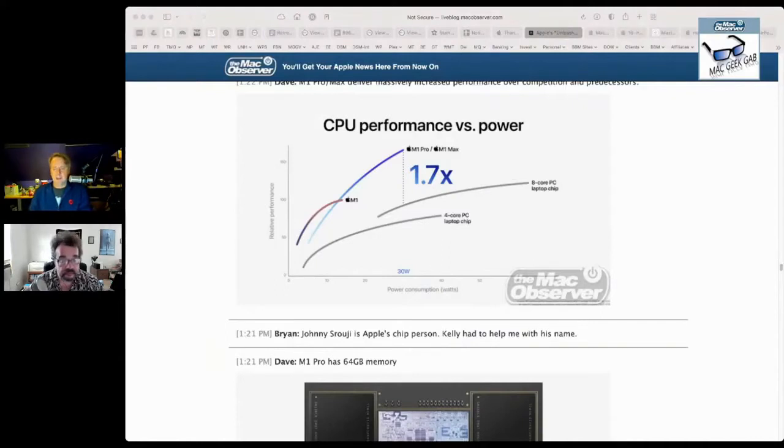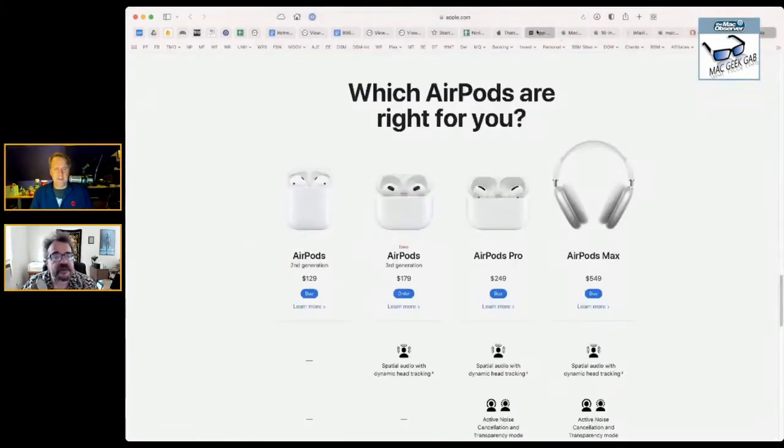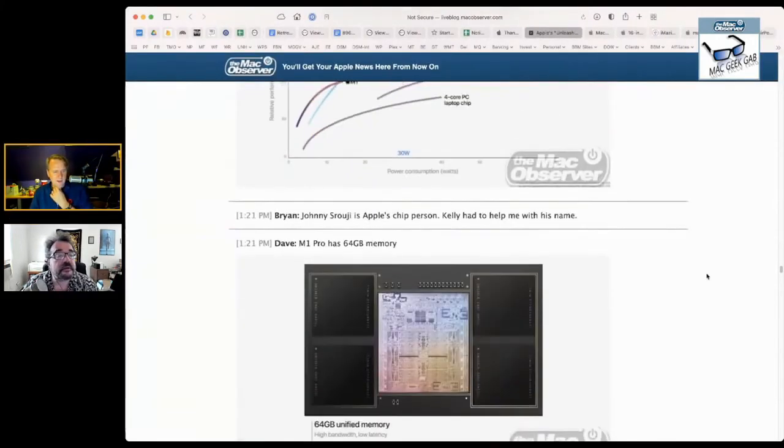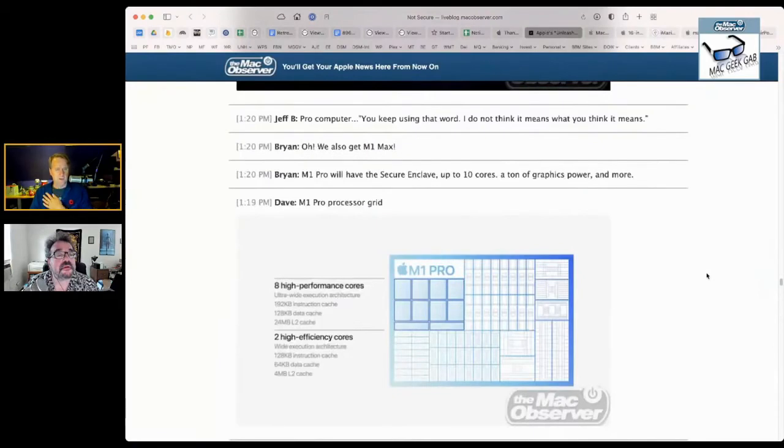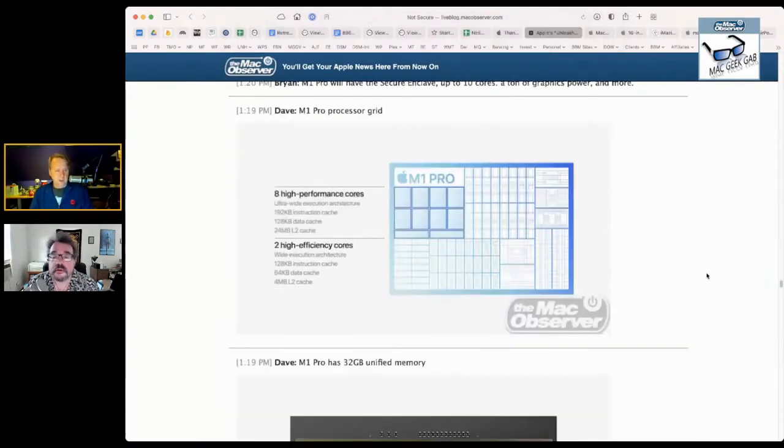So any more on the M1 Pro versus the M1 Max? I don't think so. I haven't seen a whole lot published about it yet, but I'm sure we'll get more, of course.